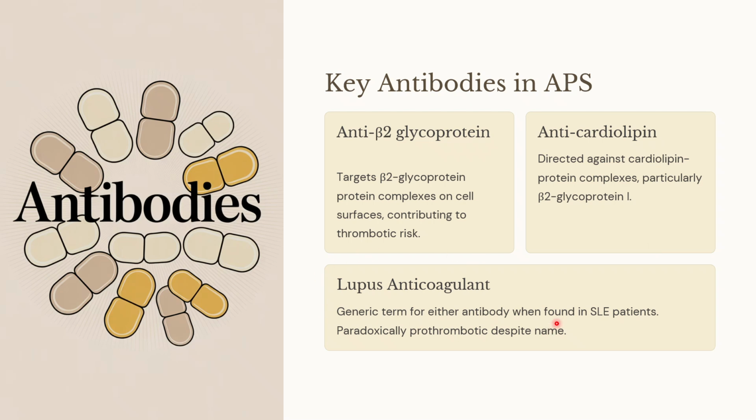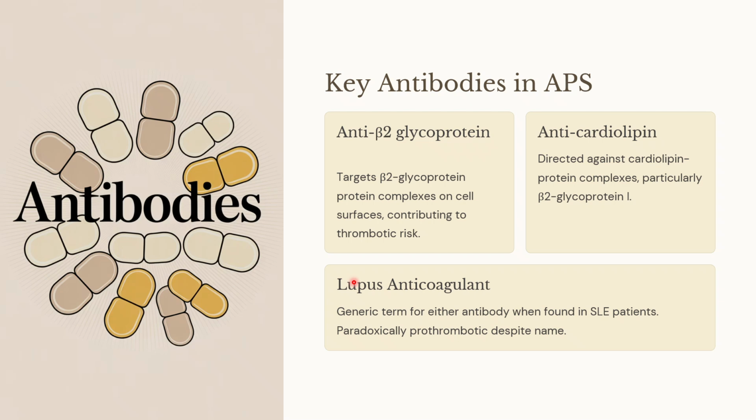What do you understand by lupus anticoagulant? These antibodies were initially found when the disease was first discovered. It was seen in a systemic SLE patient. Therefore the name lupus anticoagulant, but it has nothing to do with SLE.